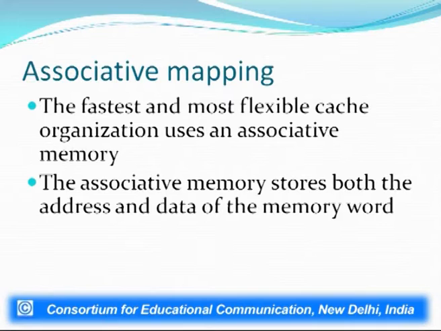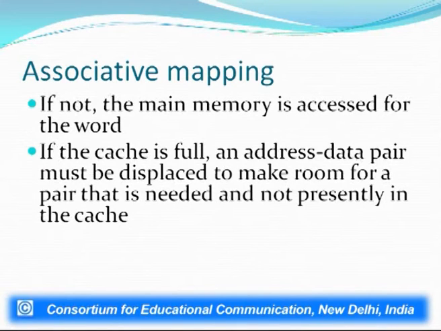Associative mapping. The fastest and most flexible cache organization uses an associative memory. The associative memory stores both the address and data of the memory word. If the word is not found, the main memory is accessed for the word. If the cache is full, an address-data pair must be displaced to make room for a pair that is needed and not presently in the cache.